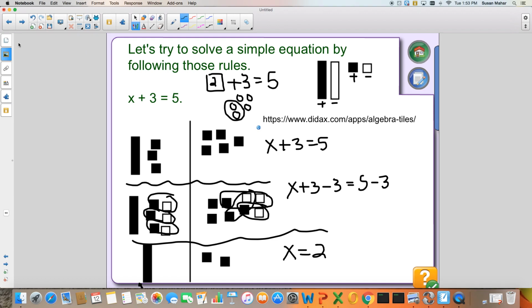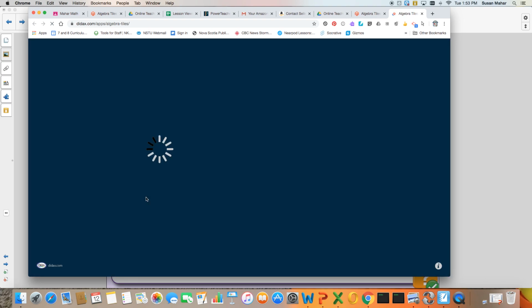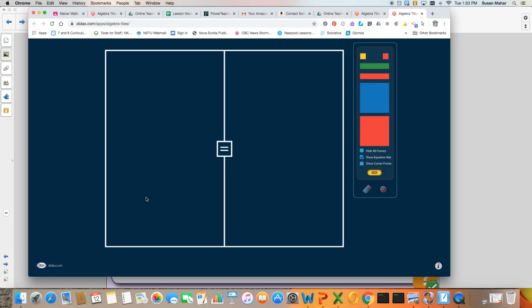All right, let's go on to the next one. We're going to try another one. This one is 2x equals 6. So I'm going to go to my manipulatives. And I said 2x equals 6. Now, something I didn't talk about yesterday was how to show 2 of a variable. A lot of you just put 2 up here like this and said that was 2x, but really what that means is 2 plus x. So we're not going to do that.